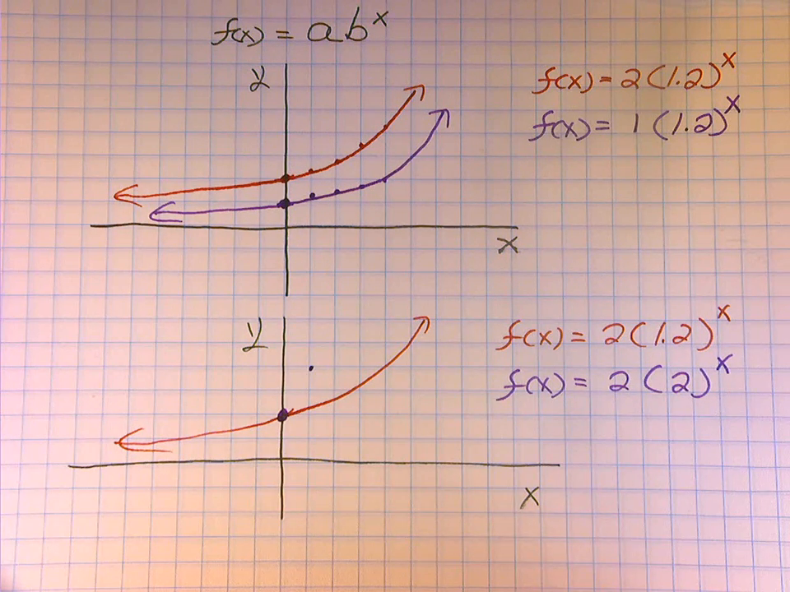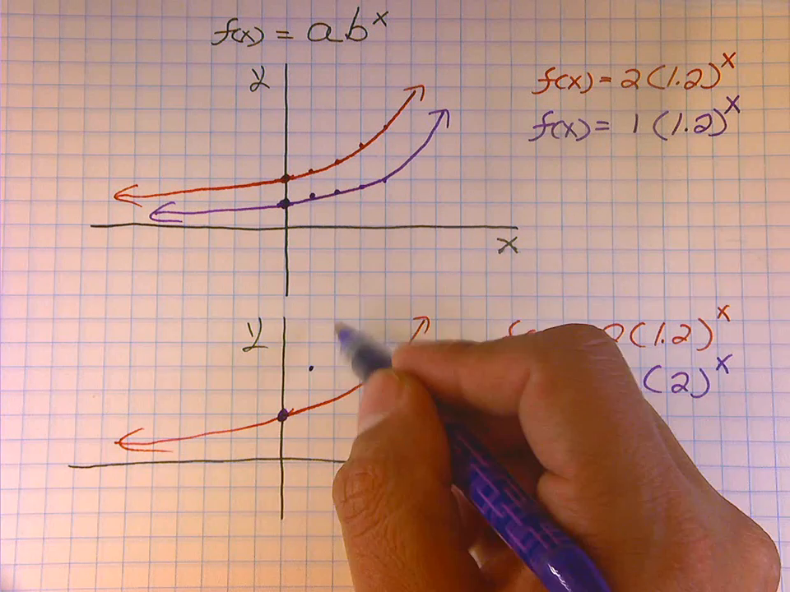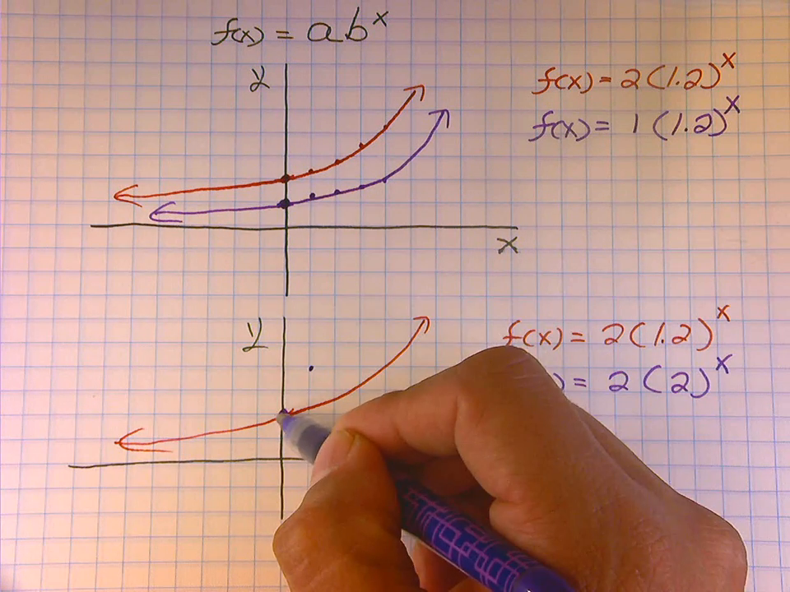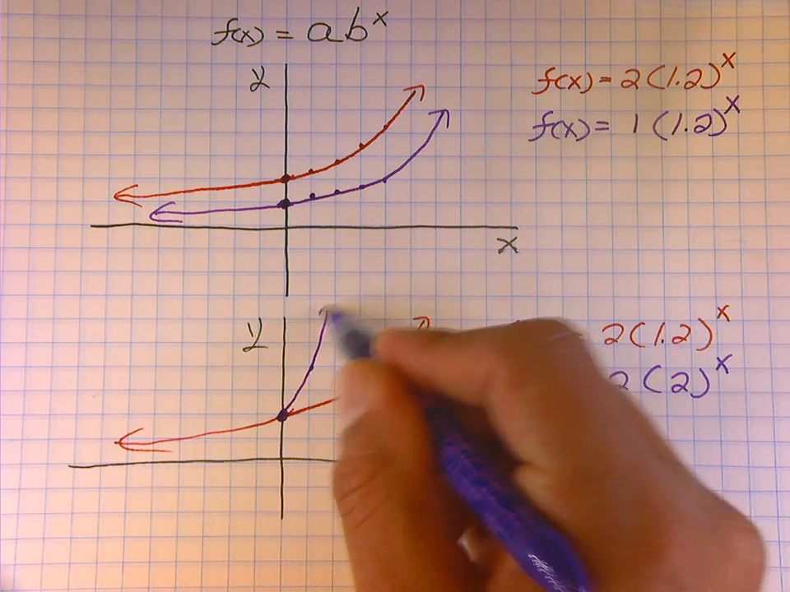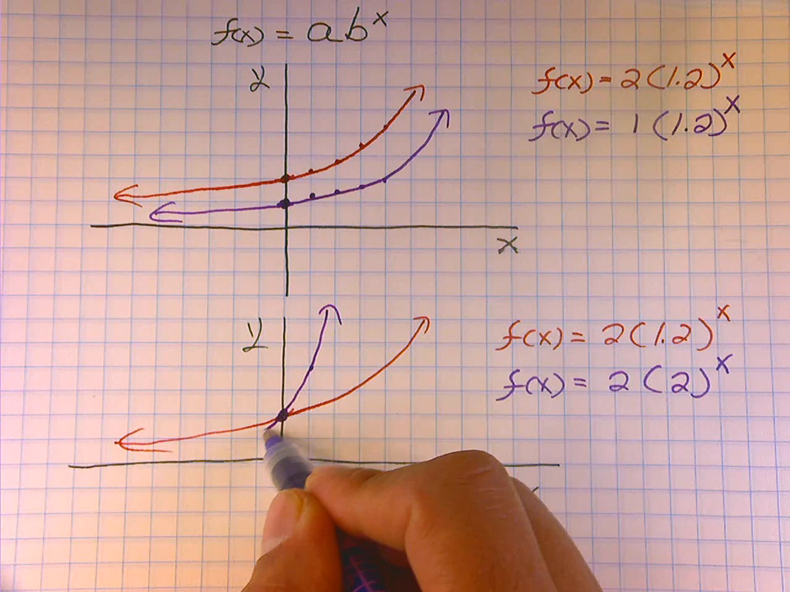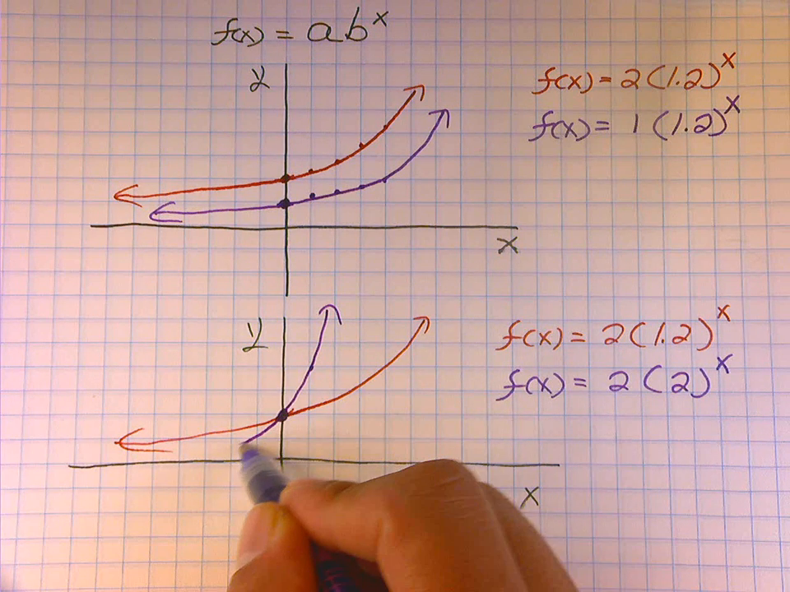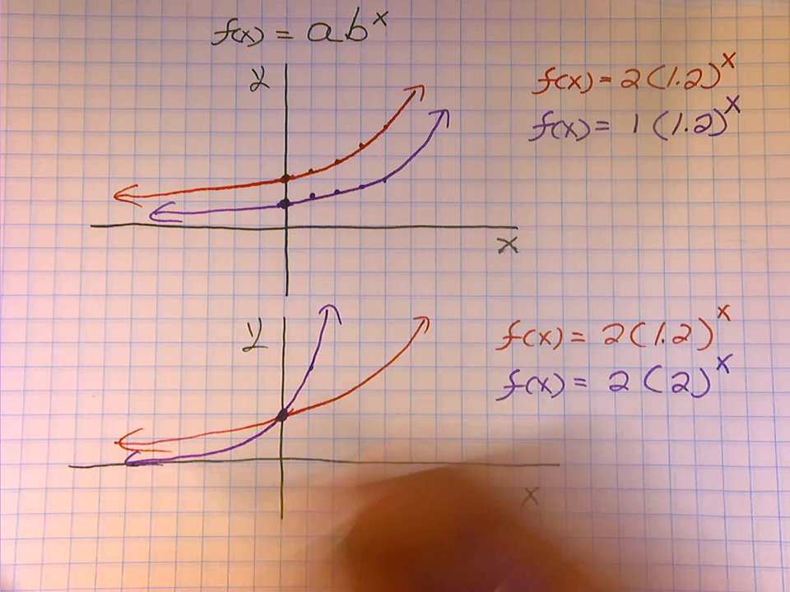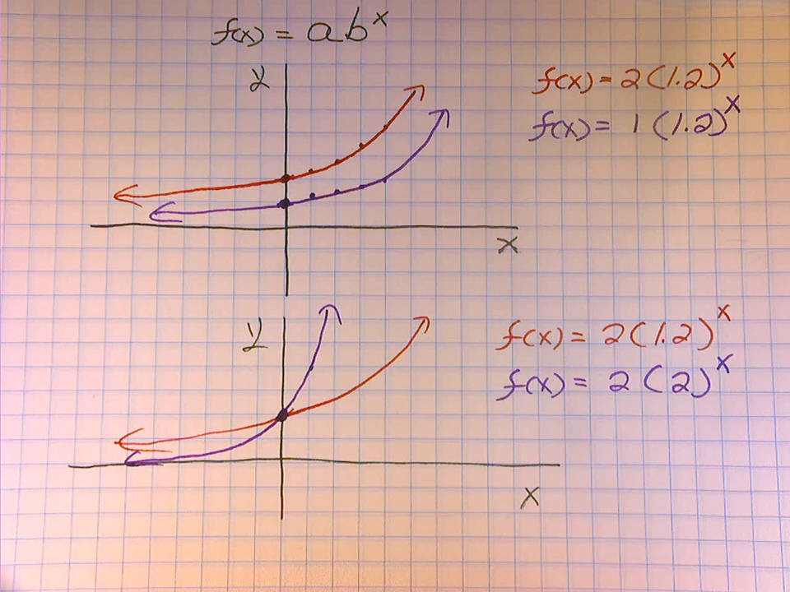2 times 2 is 4. And I'm going to do that again. 4 times 2 is 8. And I'm already off the picture. If I go the other way, I'm dividing by 2 and coming in like that. So we end up with a much, much steeper curve.